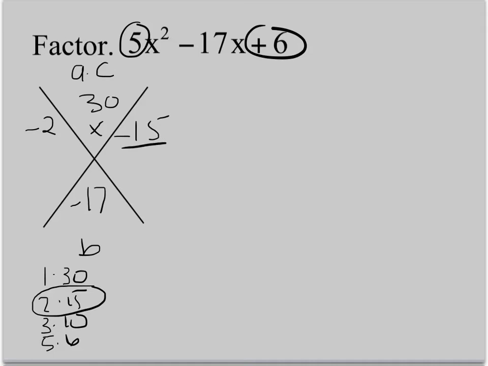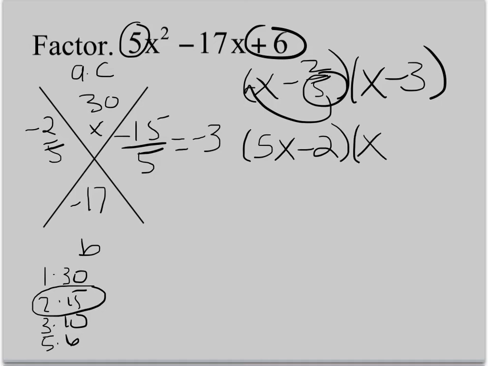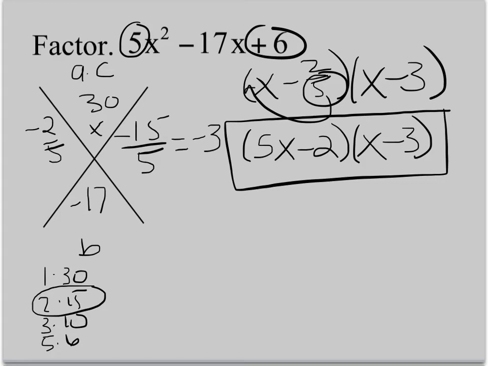Then we take a, divide both numbers by a, and reduce. The left one is already reduced. The right one reduces to be negative 3. So we write out our factors, x minus 2/5, and then x minus 3, and bottoms up. We take the 5 and move it out to the front. So we get 5x minus 2, and then x minus 3. Just like that. And again, we can FOIL it out or multiply it out if we want to determine whether our answer is correct or not. On to the next problem.